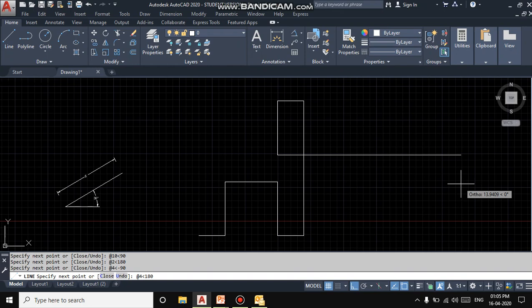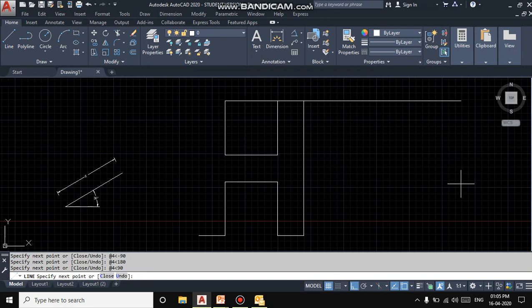So angle 180. Here, instead of 180, you cannot give minus 0. It is not valid. So you have to give minus 180 itself. Again 4 angle 90, @2 angle 180. I can give the close command directly to complete the figure. So thanks for watching. See you in the next lesson.